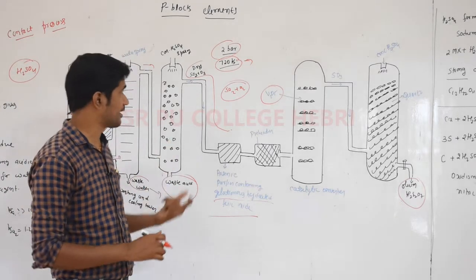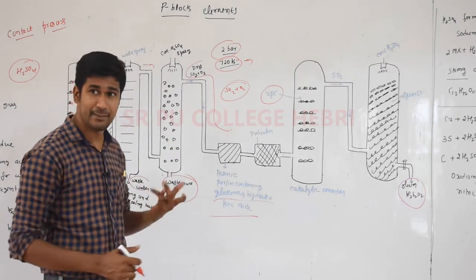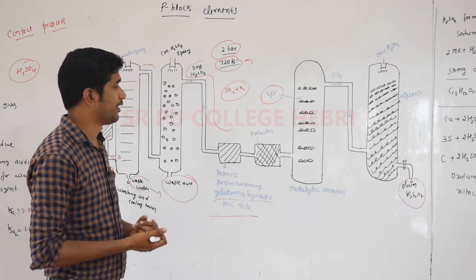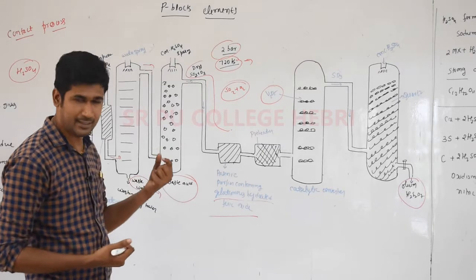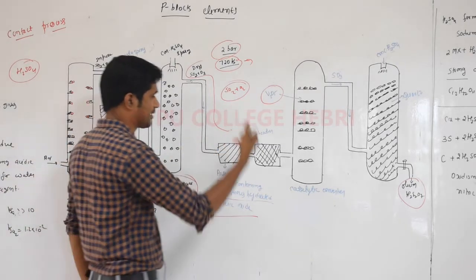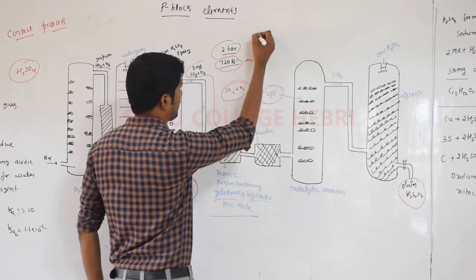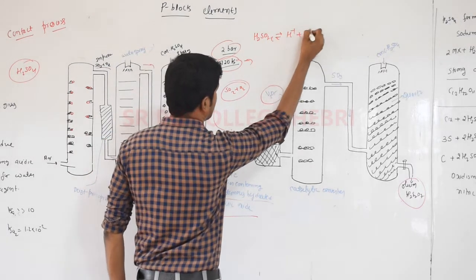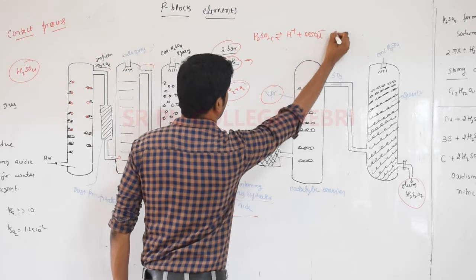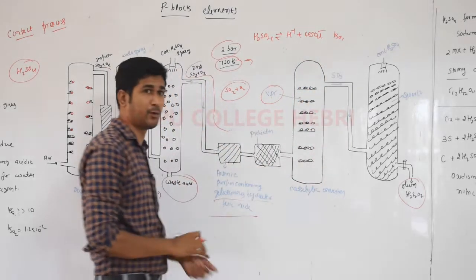So here concentrated H2SO4 is a strong acid. It's a dibasic acid. Is it clear? It is a dibasic acid which dissociates to give 2H+. In the first step, see what happens: H2SO4 dissociates into H+ and HSO4-. Here the value of the dissociation constant is about 10.